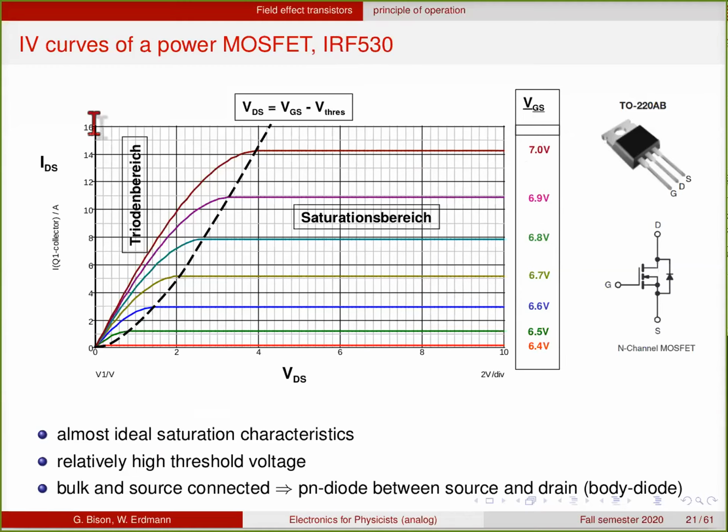What is typical for these power MOSFETs, but also for many other field effect transistors, is that bulk and source are connected here. And if you look at the cross-section of a transistor, that means that you now have a PN diode between the source and the drain, which is called the body diode. So this is sometimes explicitly drawn. And so you have to look at the transistor as this thing here, where you have this additional diode. This plays a role sometimes and must sometimes be taken into account.